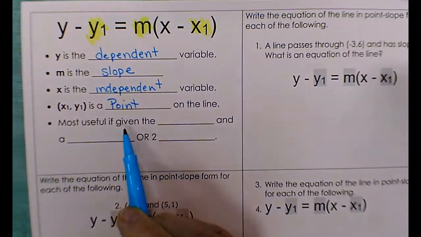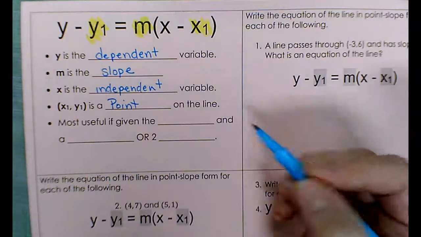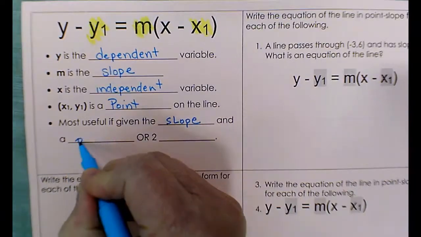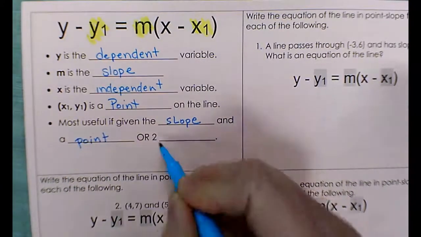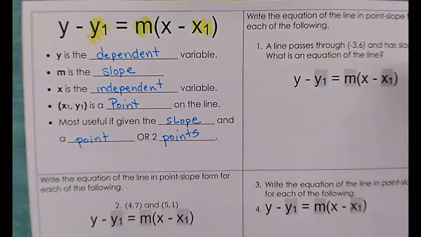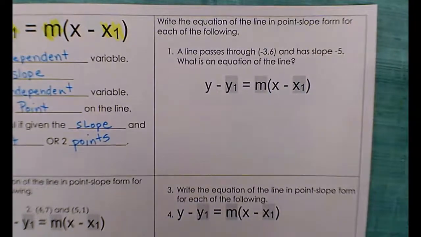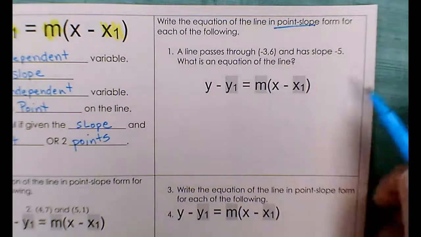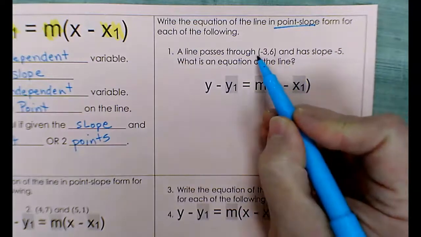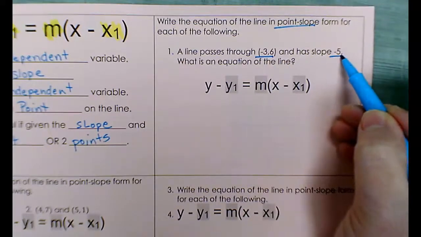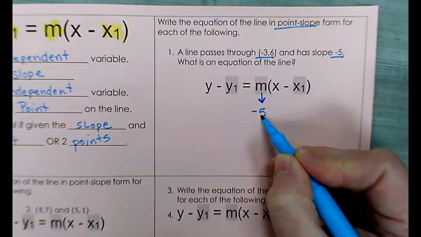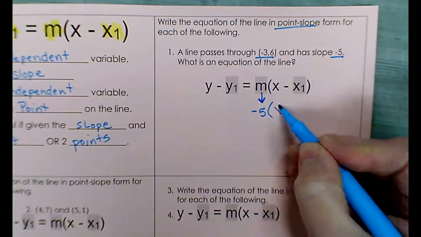This equation is most useful if we are given the slope and a point, or if we're given 2 points. Write the equation of a line in point-slope form, that's this form right here, for the following. If it passes through this point and has this slope. So in place of the letter m, we're going to put the 5 that is the slope.